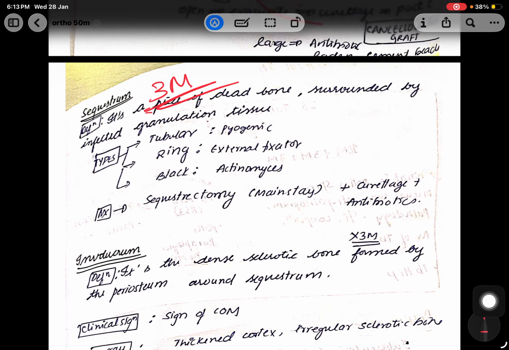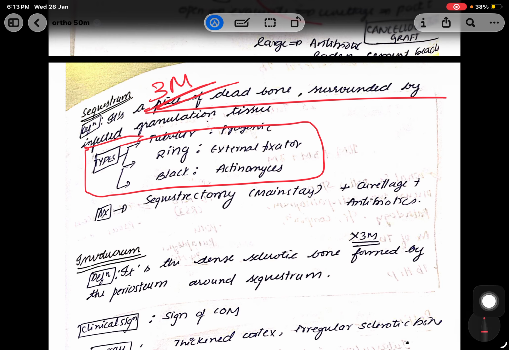Then sequestrum. Again, these are for 3-mark questions. Make sure for 3 marks you know what to write for one page. So you should know the types of sequestrum. Where will you find tubular? That is in pyogenic. So T and P look the same, right? Then ring sequestrum is seen with external fixators, the ring fixator. In actinomycosis, you will see black color.